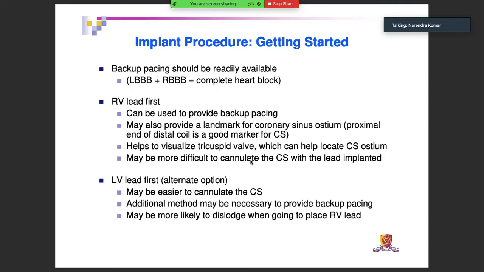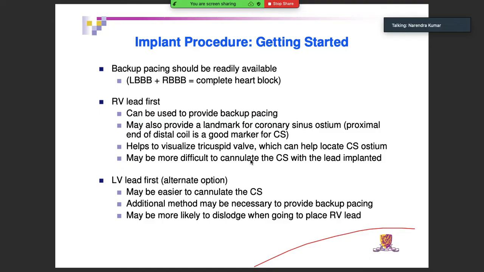That is one of the reasons we try to implant the RV lead first, because it can not only be used for providing backup pacing, but it can also give you a landmark for the coronary sinus ostium. Further, you will be able to visualize the tricuspid valve as well, which will help you locate the coronary sinus ostium. Sometimes, don't forget, it may be difficult to cannulate the coronary sinus with the RV lead implanted. So if you are really finding the RV lead implantation difficult, you can implant the LV lead first.